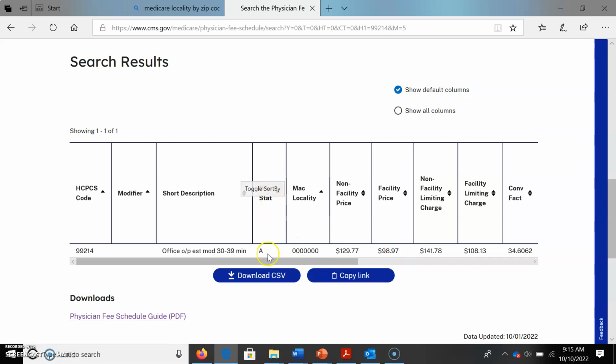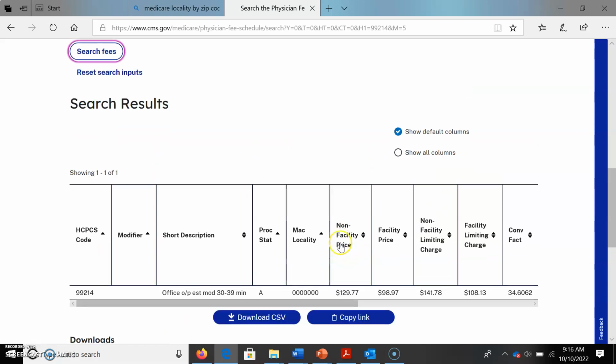You'll also see a status code here. MAC locality should be 0000 because we didn't specify a specific location. This is just the national payment amount. So that is how you look up a specific code and what the pricing would be.